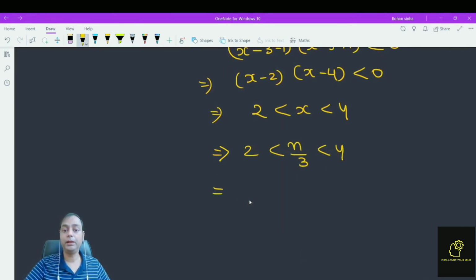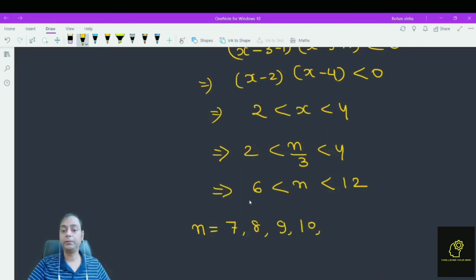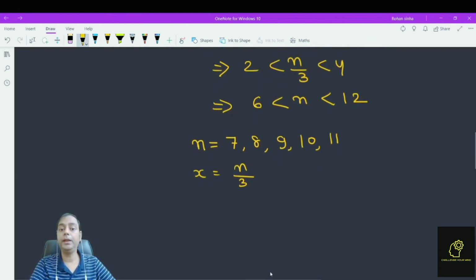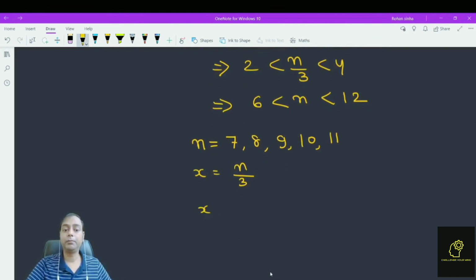So what do we find finally? 2 < n/3 < 4, so n lies between 6 and 12. And n is an integer. So what are the possible values of n? Possible values of n are 7, 8, 9, 10, 11 only. Now x is equal to n/3. Simply putting the values of n, we find the possible values of x are 7/3, 8/3, 9/3, 10/3 and 11/3.